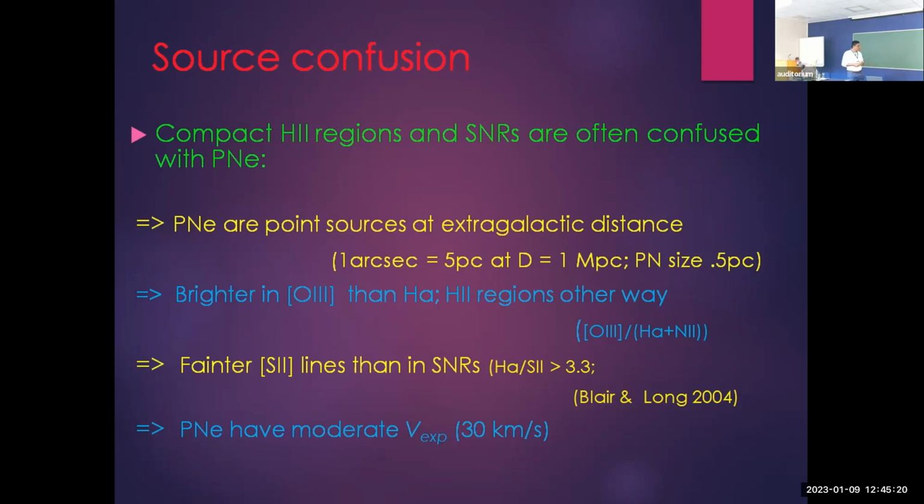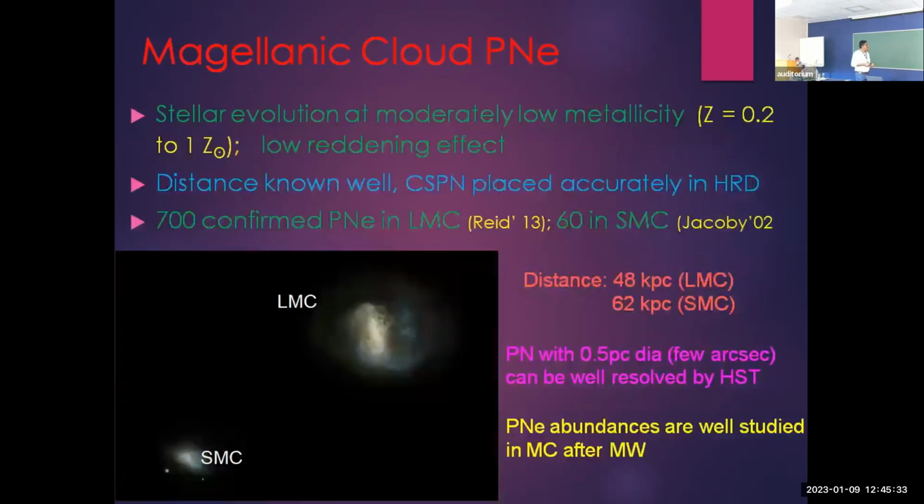And the thing is, planetaries have moderate expansion velocity, unlike supernova remnants. It is some 30 kilometers per second or something, whereas a few thousand kilometers or 1,000 kilometers per second will be observed in the supernova remnants. And to come to this, actually, being the closest galaxy, the distance is well measured and it's very bright.